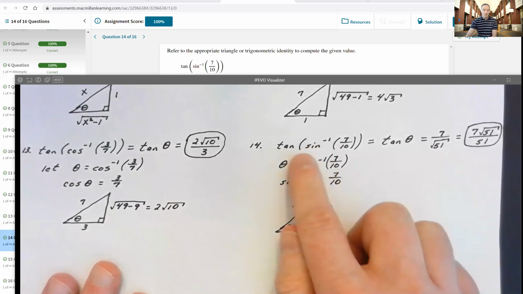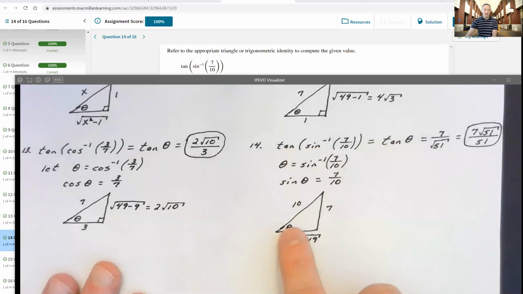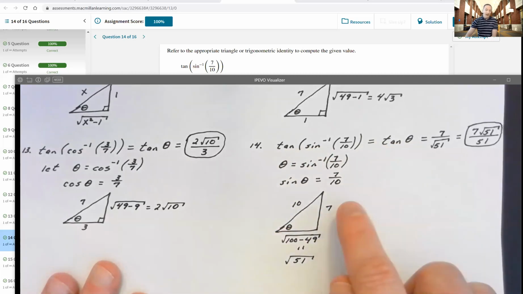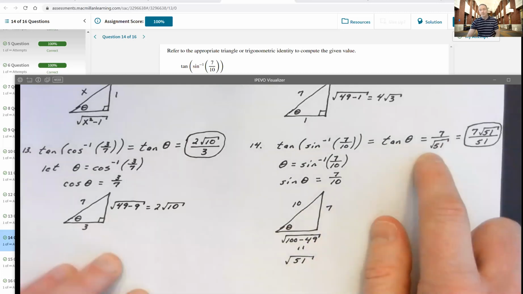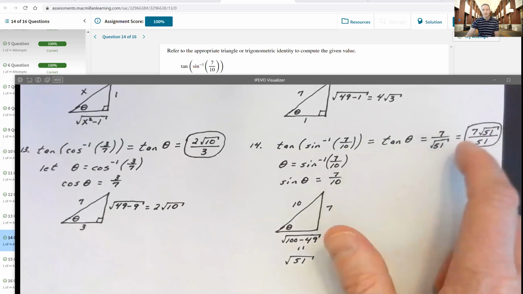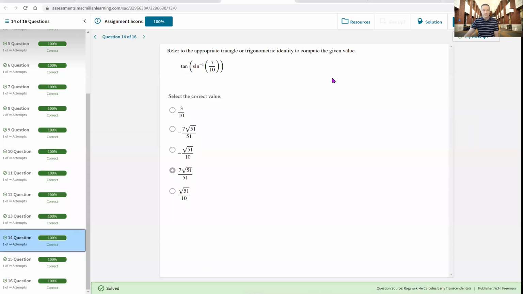Now when I go back to my problem, it becomes the tangent of theta. Well, here's your theta. The tangent of theta is going to be opposite over adjacent. I think the answer of 7 over the square root of 51 would be fine. But again, Achieve is going to rationalize by multiplying by the root of 51 over the root of 51 and get an answer of 7 root 51 over 51. And you can see that's what they wanted there.